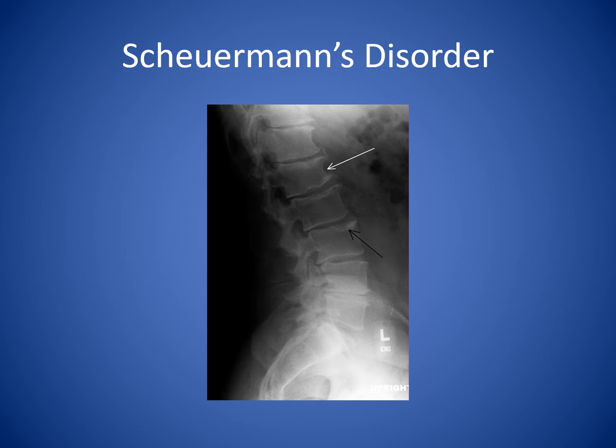Scheuermann's disorder is a disorder of soft end plates, so typically found in adolescents, where the end plates are softer than normal and they're typically athletic. They will develop end plate fractures and changes that are significant in the end plates, including Schmorl's nodes and irritability of the end plates.